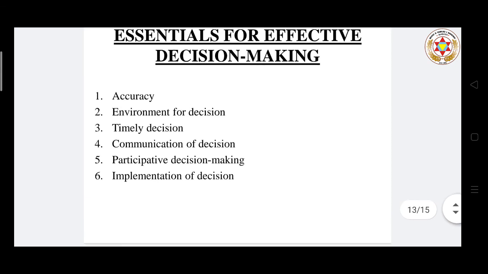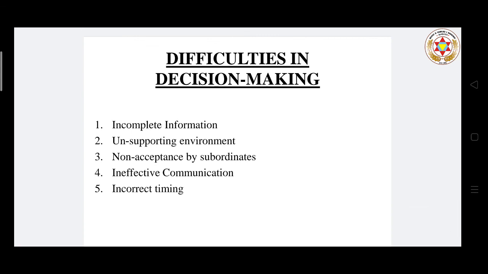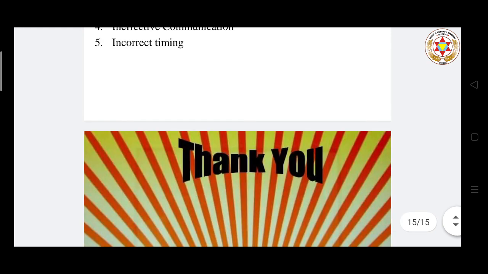Let's come to the essentials of effective decisions, which says accuracy has to be checked, the environment for decision has to be checked, it has to be timely decisions, there has to be communication of decision, it has to have participative decision making and the implementation of the decision. And the last one is difficulties faced in decision making. The manager could be having incomplete information, or there can be an unsupportive environment within the organization or outside the organization. The third one, it says non-acceptance of subordinates. And the fourth one is ineffective communication and incorrect timings, which could be the difficulties in decision making. That's all in this slide.